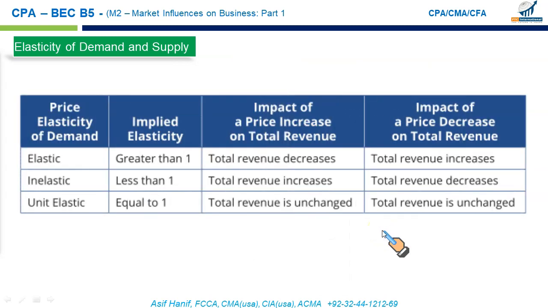Next, this we have already covered. Price elasticity of demand greater than 1 is elastic, relatively elastic. If the price increases, the total revenue falls. If the price is decreased, the total revenue goes up. We discussed this. Inelastic means having PED less than 1. If the price increases, total revenue goes up. If the price falls, the total revenue goes down. If it is unitary elastic, PED is equal to 1, and the total revenue is unchanged with the increase or decrease.